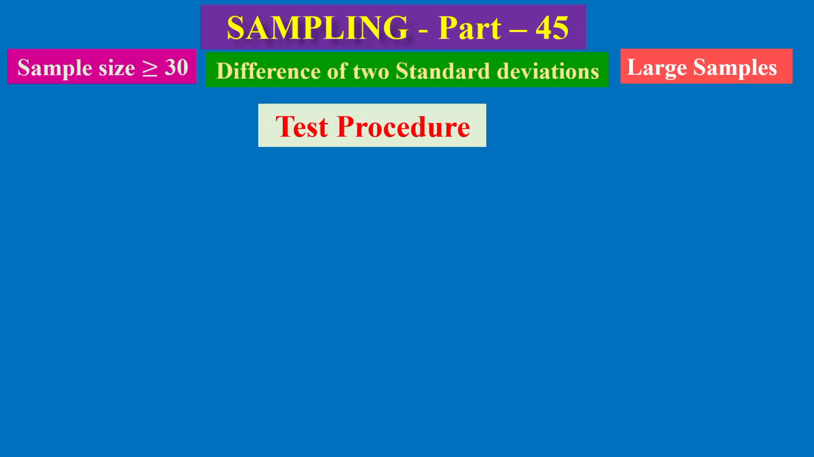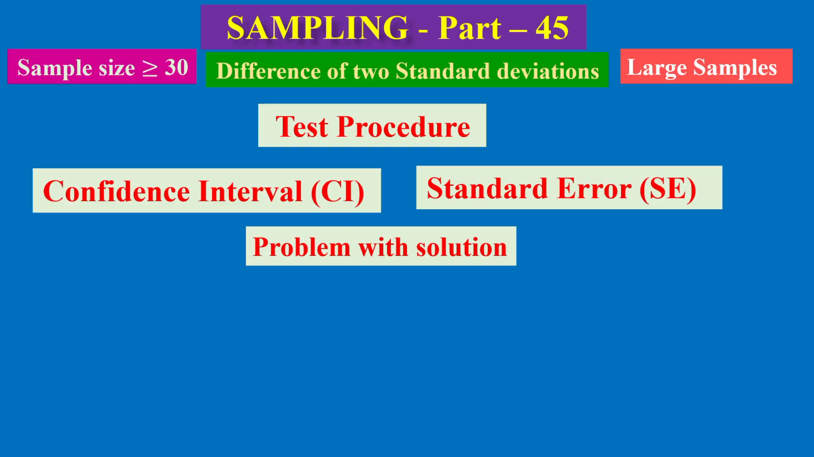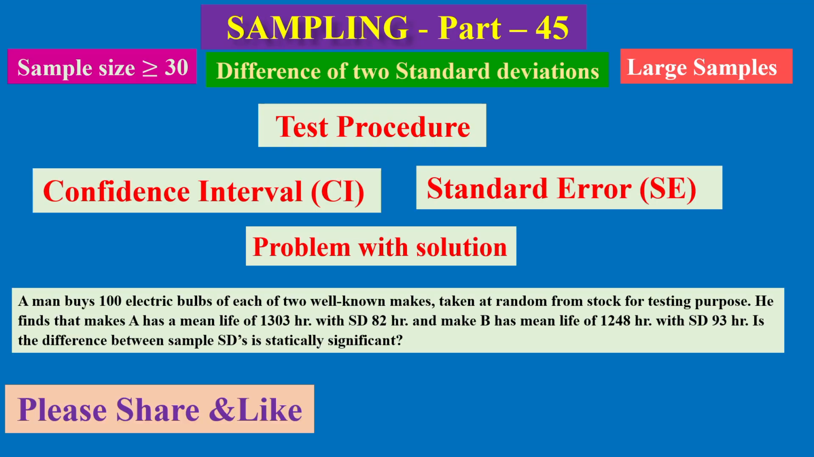Next we are going to see the difference of two standard deviations, right? Next test, large sample. So we know large sample size is always greater than or equal to 30. We'll see the test procedures and other formulas with a problem.